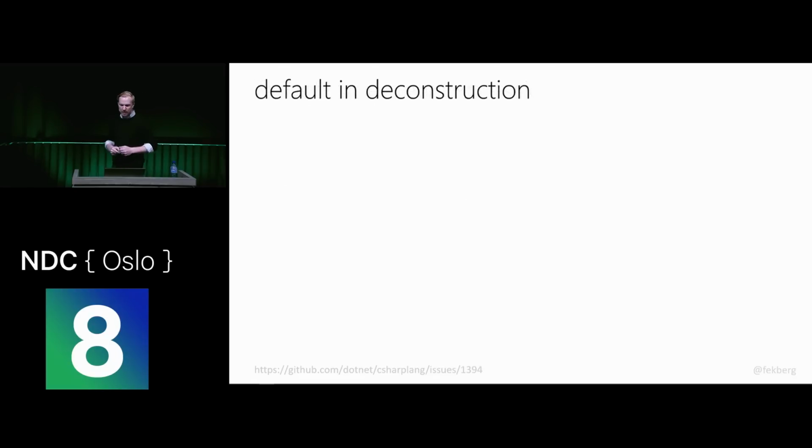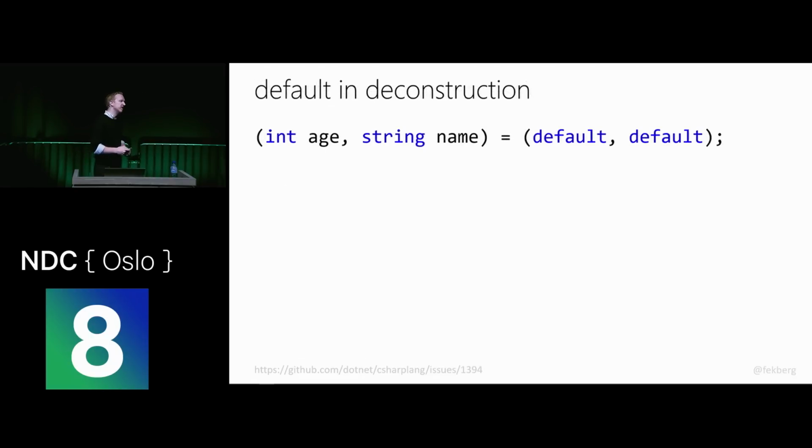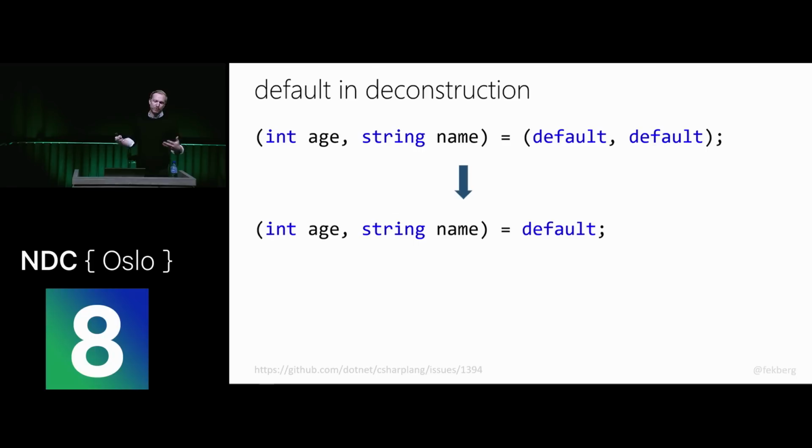Now, another really small feature is defaults in deconstruction. So they're doing changes and additions to deconstruction and tuples. In this case here, we want to create a default tuple for this. But why would we say default when we can simply say is equal to default and it just figures it out. But some of these things they cannot do with compiler magic. They need to rely on changes in the runtime.